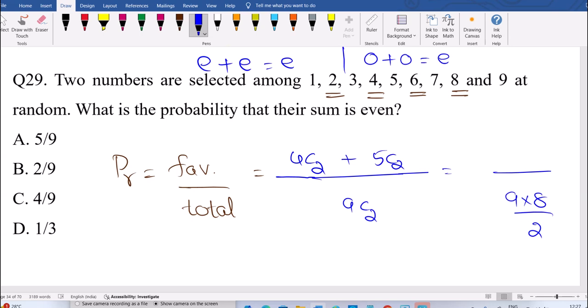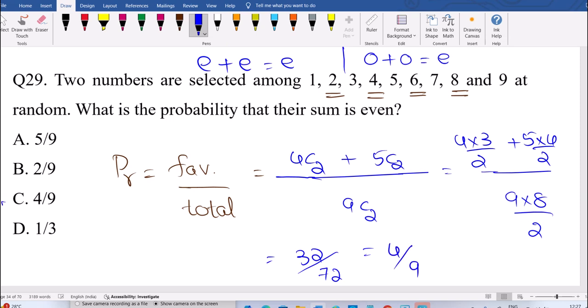Or select 2 even. Okay, 4C2 plus 5C2. 4C2 means 4 into 3 divided by 2. 5C2 means 5 into 4 divided by 2. Divide by 2 is out. 12 plus 20, numerator 32 divided by 72, which is 4 by 9. Option C, 4 upon 9.